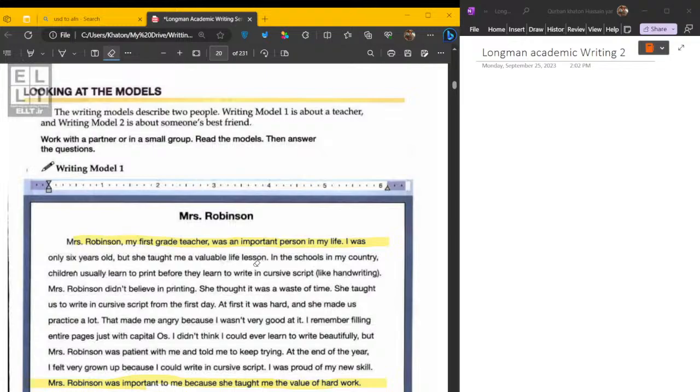We have one sentence here. One sentence. In my country, in the school in my country.